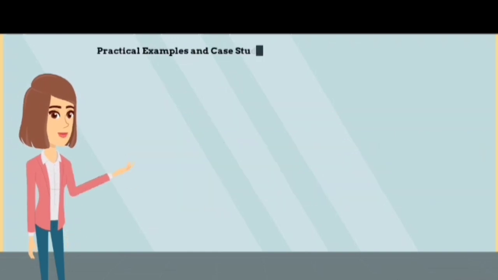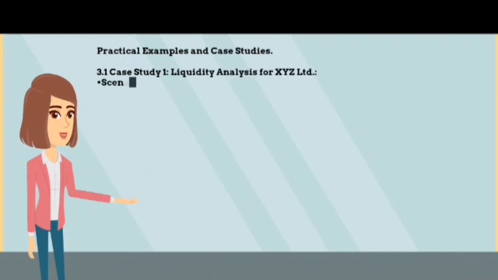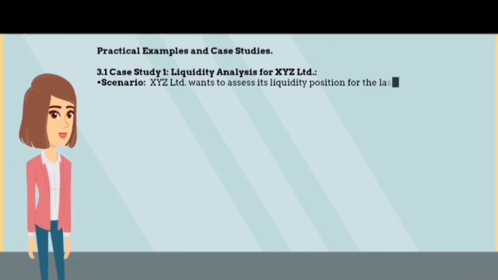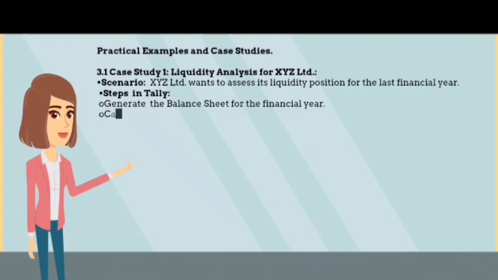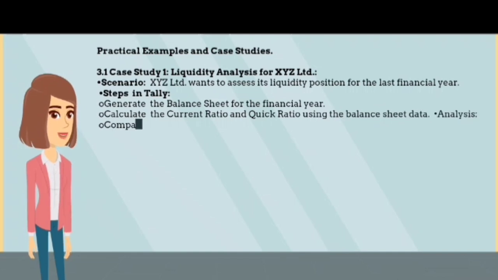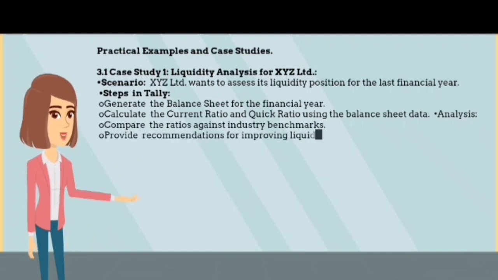Practical examples and case studies. 3.1 Case Study 1, Liquidity Analysis for XYZ Limited. Scenario: XYZ Limited wants to assess its liquidity position for the last financial year. Steps in Tally. Generate the balance sheet for the financial year. Calculate the current ratio and quick ratio using the balance sheet data analysis. Compare the ratios against industry benchmarks and provide recommendations for improving liquidity based on the analysis.